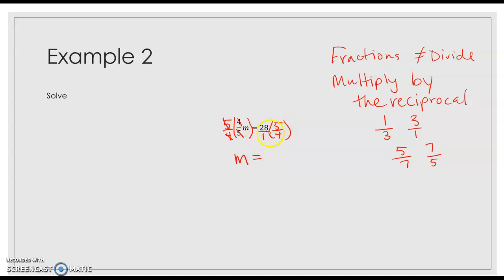And then on this side over here, what I'm actually going to start with, now there are two ways to do this. You can do 28 times 5 and then divide by 4. Total option. But I like to simplify as I go. So I know that 4 goes into 28. So 4 divided by 4 is 1. 28 divided by 4 is 7. So now I have 7 times 5, which is 35. And that is my final answer.